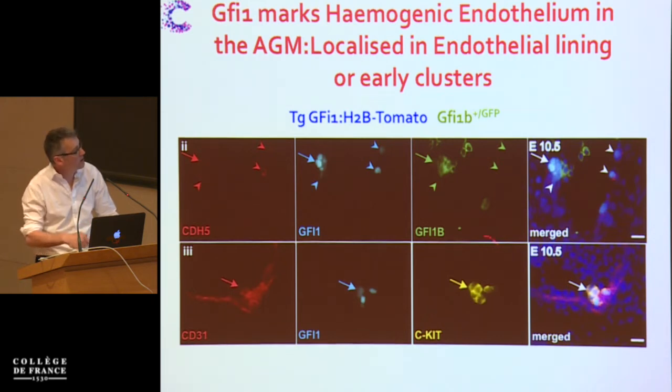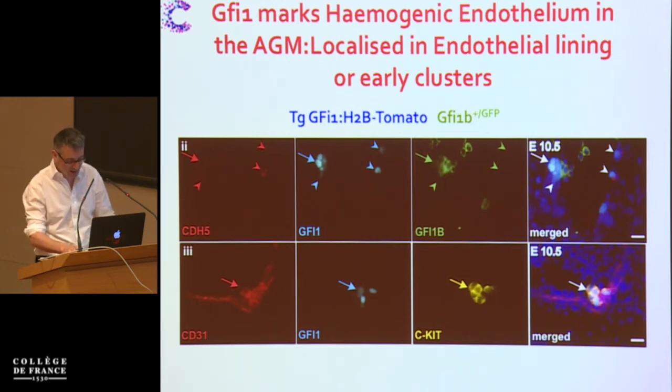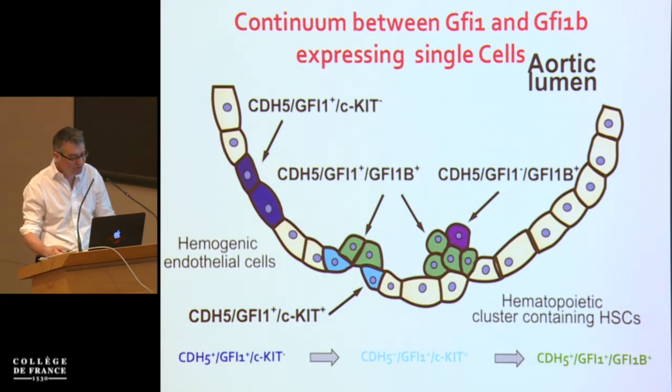And when we cross this, we can see that this cluster, which are c-KIT positive cells, GFI1 seems to be more at the base of this cluster, whereas GFI1B seems to be more when these clusters are emerging in the dorsal aorta. And this is recapitulated on this cartoon. We think that this is the endothelial cells, endothelial lining. We can now identify hemogenic endothelium.